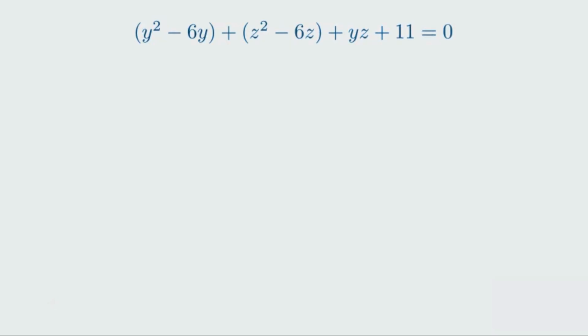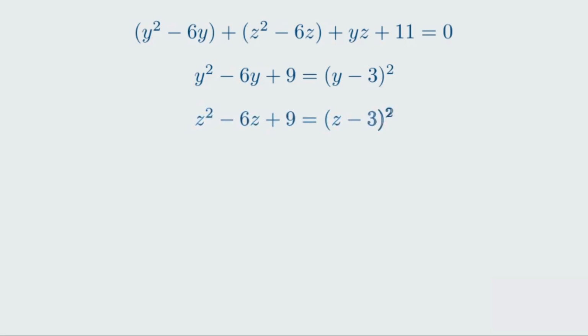To complete the square for y squared minus 6y, we need to add the square of half of the coefficient of y. Half of minus 6 is minus 3, and minus 3 squared is 9. So, we add 9 inside the first parenthesis. This turns it into the perfect square, y minus 3 squared. Similarly, for z squared minus 6z, we add 9 to complete the square, which gives us z minus 3 squared. So, z squared minus 6z plus 9 equals z minus 3 squared.